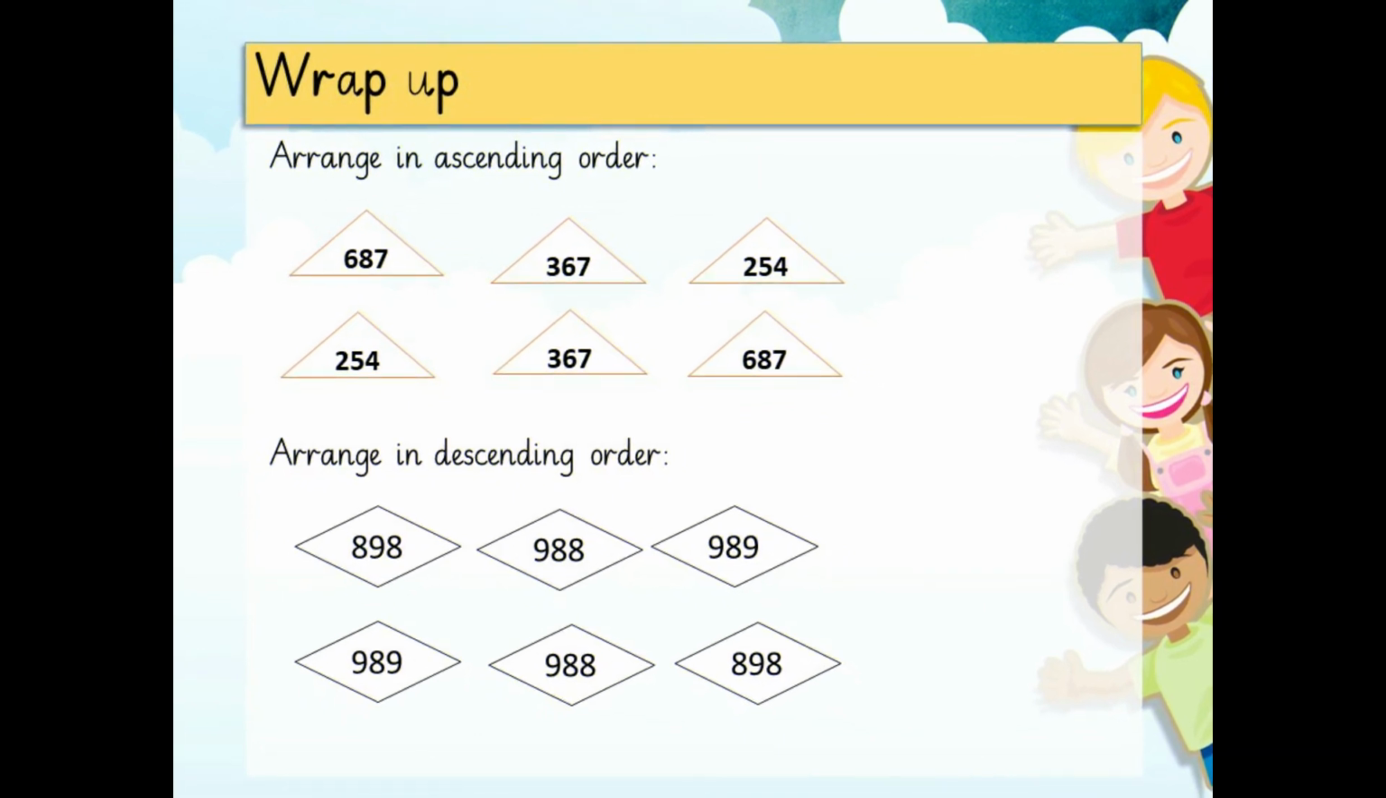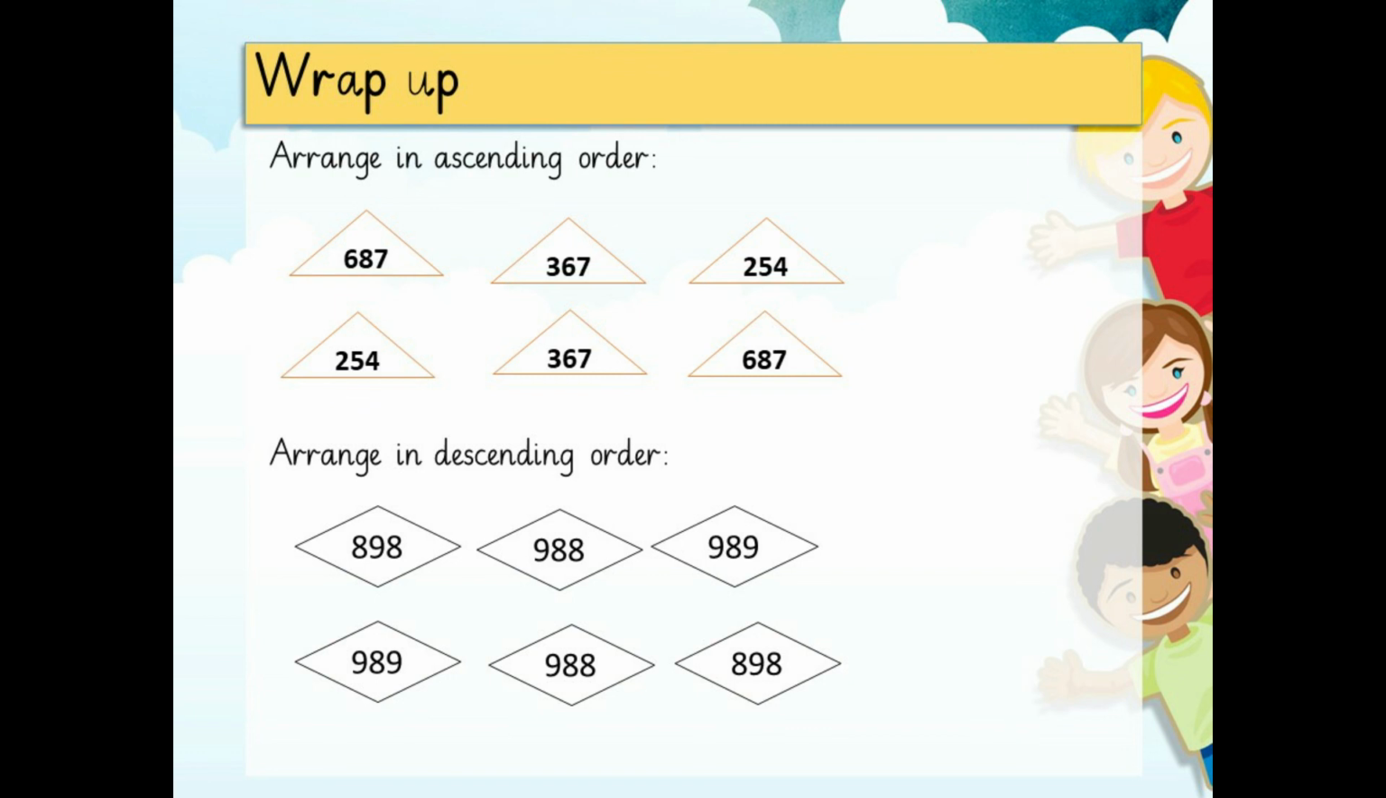Our next question is about arrange in the ascending order the given set of numbers. As there are more than 2 numbers, so you have to compare in the same way you have done it earlier. So try to arrange it yourself. Ascending means increasing order from smallest to greatest. Let's come up with the answer. Which is the smallest number among these, having the smallest 100? Yes, 254. Then comes 367. And the greatest number is 687.